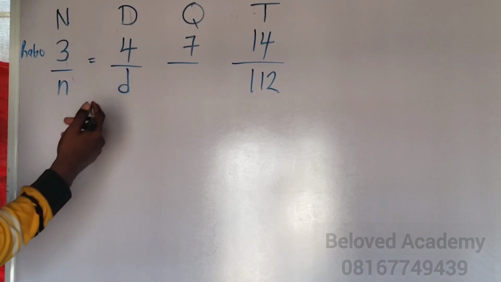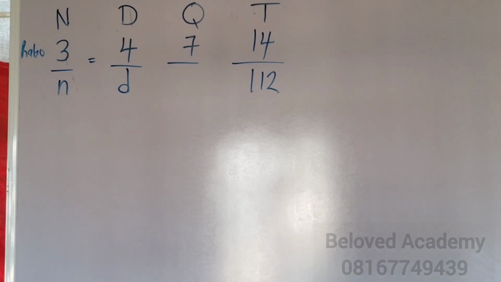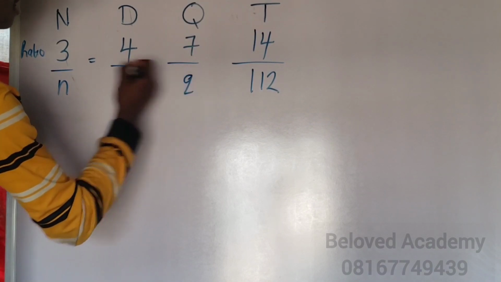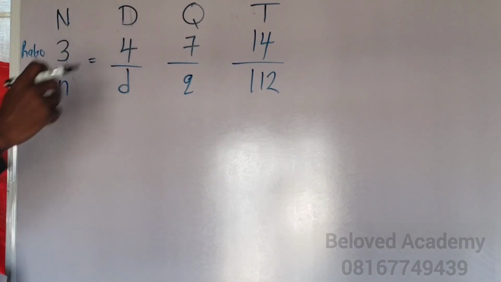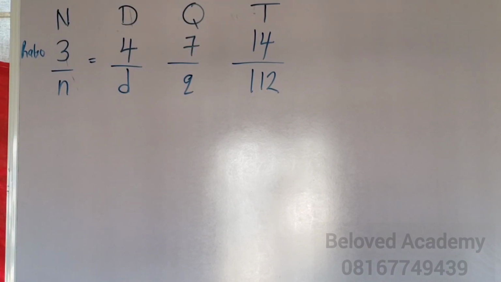Okay, and let the quarters coin that is present in the jar be Q. You understand? So N plus D plus Q must be equal to what? 112, because the total coin that is present in the jar is 112. Okay, now we are asked to determine the number of nickel coins that is present in the jar.